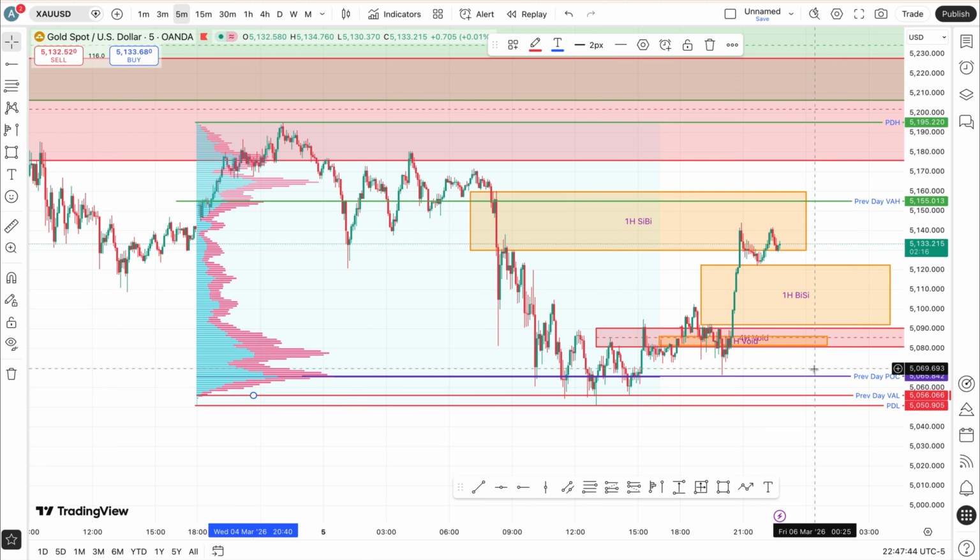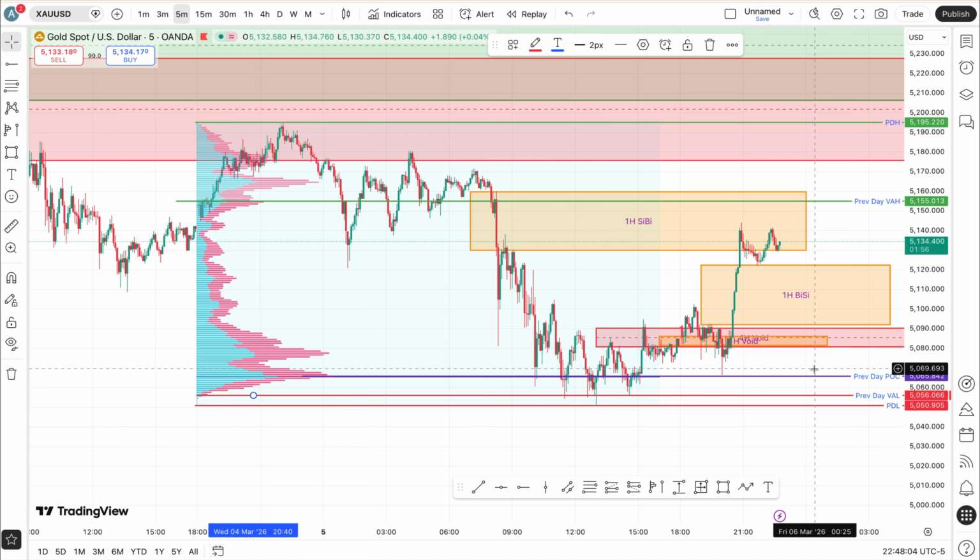The key is not predicting, it's waiting for confirmation and displacement. Avoid entering trades in the middle of ranges. Instead, wait for liquidity sweeps, displacement, retracement, confirmation. This approach keeps you trading with structure rather than with emotion.